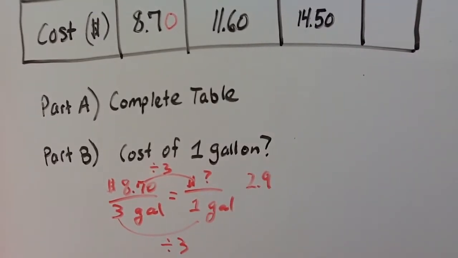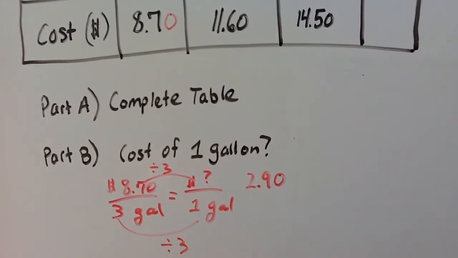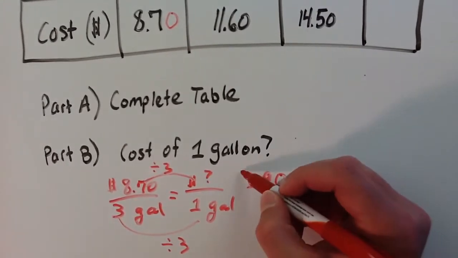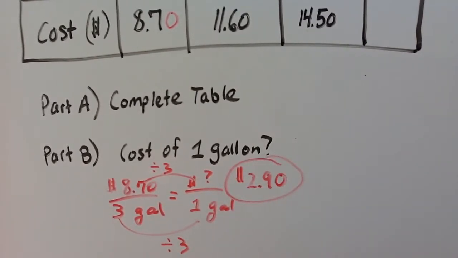But again, we're dealing with money. So how much money is this? This is not $2.09. This is $2.90, right? You could add a placeholder 0 after the 9. So this is $2.90 per gallon, per 1 gallon. That's your answer to part B.